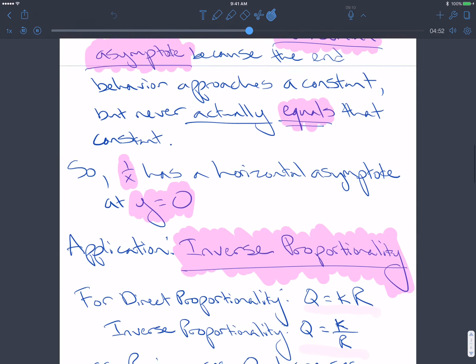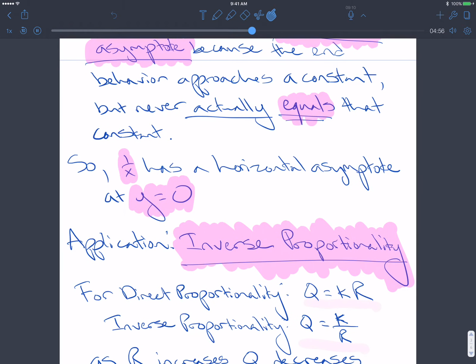versus direct proportionality. All right, direct proportionality is where you have a constant times the actual term. So Q equals K times R, where R is your independent variable, like your X, and Q is your dependent variable, like your Y. And so you put in the X, and that's directly proportional to the Y value because all you have to do is multiply by some constant. Inverse proportionality uses a reciprocal.